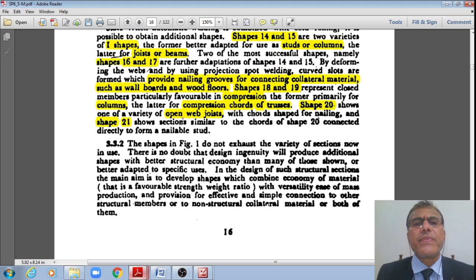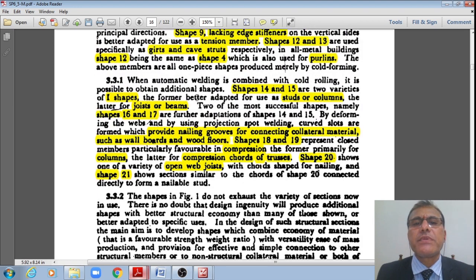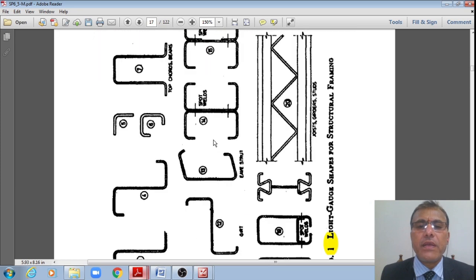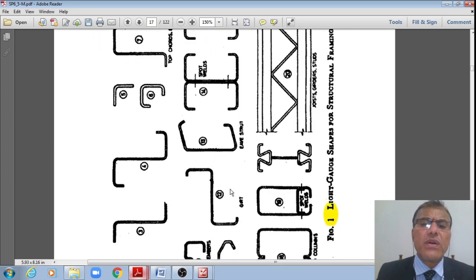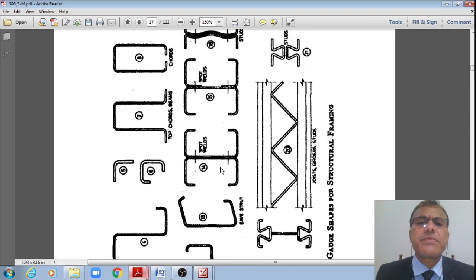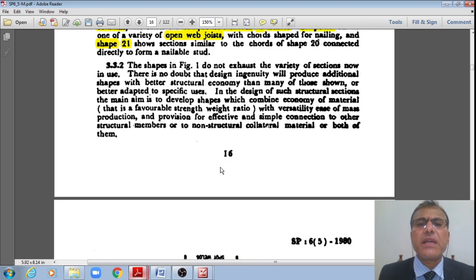Now coming to the other shapes we have, the shapes 12 and 13 are used as girts and eave struts, right? Now let us see these 12th and 13th shapes. This is how the 12th can be used as a girt, whereas this can be used as an eave strut, right? Now coming to the other shapes 14, 15, 16, etc.